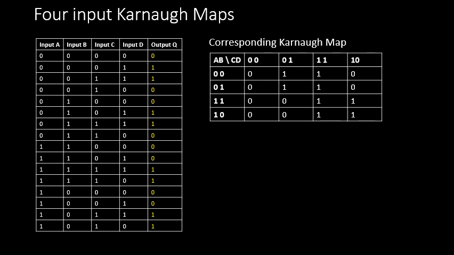Let's now have a look at 4 input Karnaugh maps. So remember, the first step is to group our ones here. So we have a group of ones here. We can draw a box around those, and we also have a group of ones here as well. So those are our 2 groups of ones.